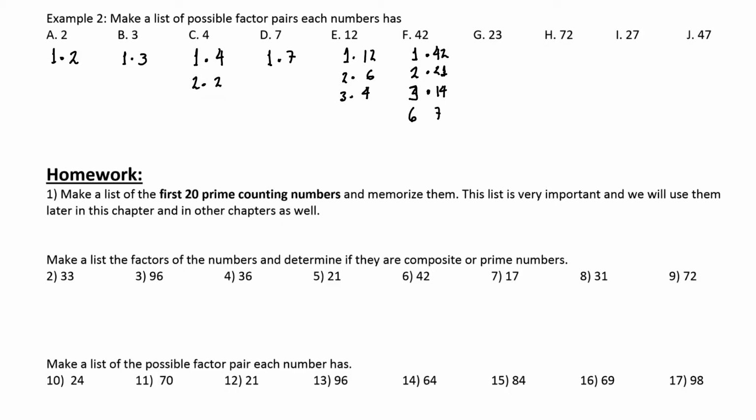So that's the list of the possible factor pairs. For 23, since it's a prime number, the only factor pair that works in this case is 1 and 23. 72. Now, the bigger the number, the longer the list, especially if it's a composite number. But for 72, the first one is, obviously, 1 times 72. Then we're going to continue on with 2, which gives me 36.